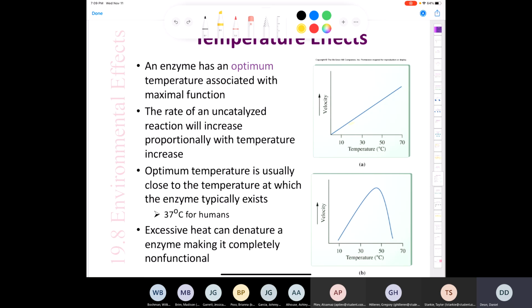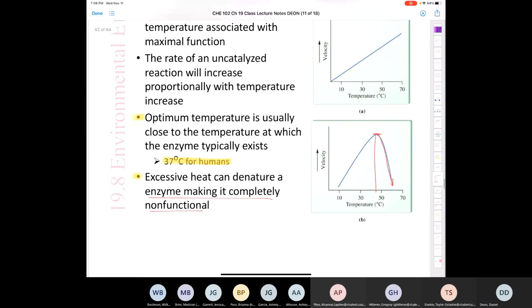Well, what about an enzyme-catalyzed reaction? The optimum temperature is usually close to the temperature at which the enzyme typically exists. So that's going to be body temperature, or 37 degrees Celsius for humans. Well, what's going to happen if we crank up the temperature? That's going to cause the enzyme to denature, right? That's something that we discussed a lot earlier on in this class. Say this is your optimum temperature right here. You start cranking that up, you're going to get denaturation, which is going to render the enzyme completely non-functional, destroys its function.